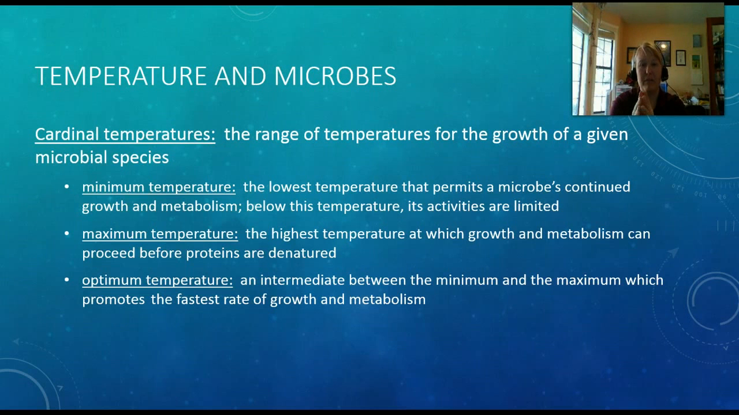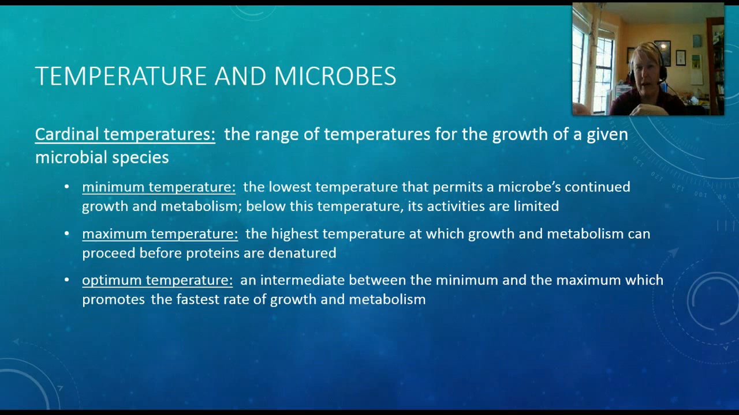So temperature and microbes. Here are a few terms you need to get straight right away. Cardinal temperatures. Every microbe, and each of them have slightly different ones, has a range of temperatures for growth. There's a minimum temperature, the absolute place where they will be growing and have their metabolic processes and everything. Below that, they're going to stop functioning. Kind of like what happens if you get too cold and you go out in the snow. There's also a maximum temperature.